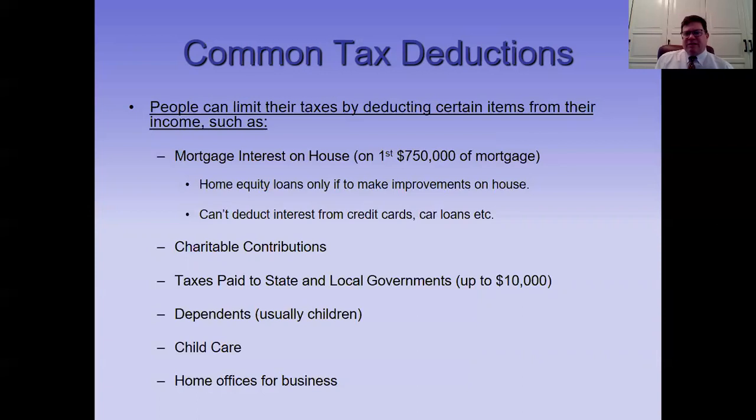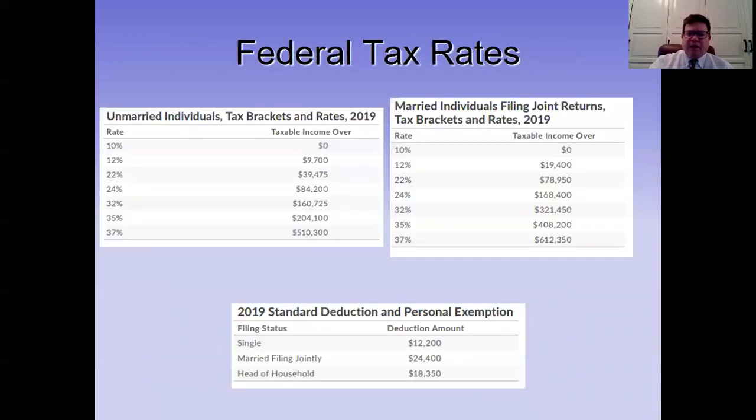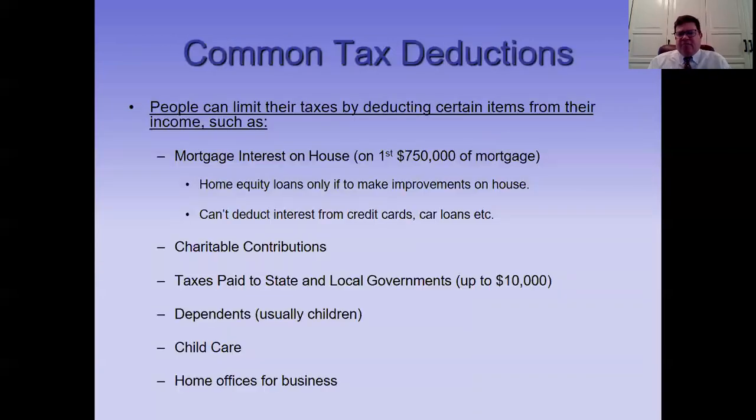I just want to preface this by saying that in 2017, we had tax reform, which is probably the signature program under President Trump. And that tax reform changed the standard deductions. So if you see the married filing jointly, that's up to $24,400. In many cases, what that means is people don't reach the threshold of being able to use a lot of these common tax deductions. But nonetheless, they're still here.